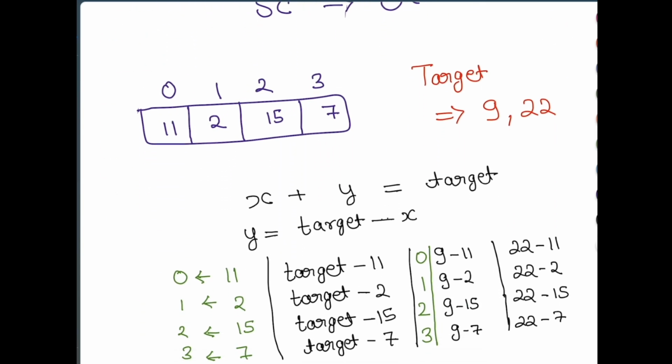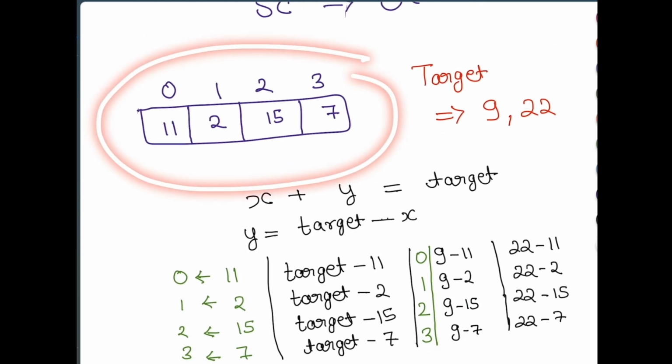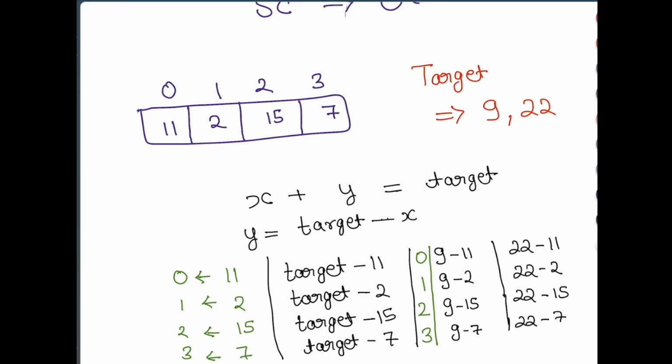So let us try to understand the process again. This is the same input. The elements are 11, 2, 15 and 7. Indexes are 0, 1, 2, 3. And our target is, again, we will try to find out two different targets, 9 and 22. Now the total number of elements are 4.